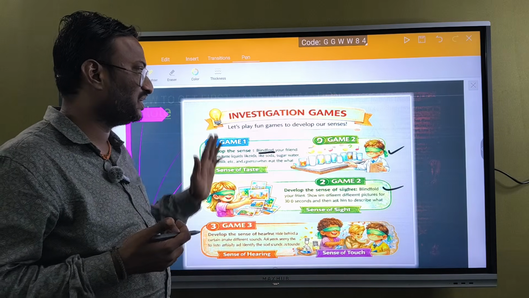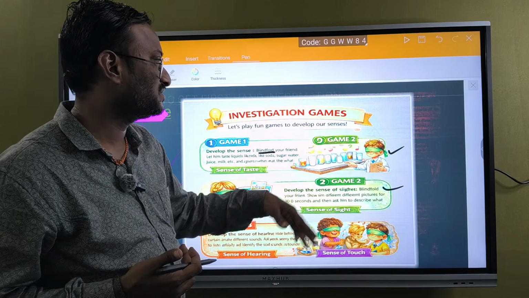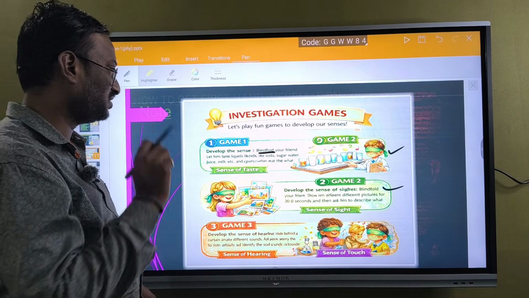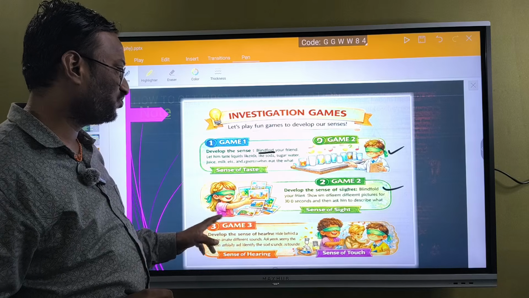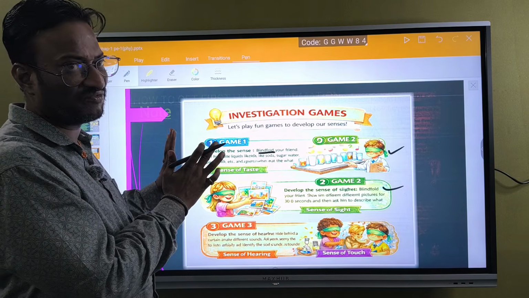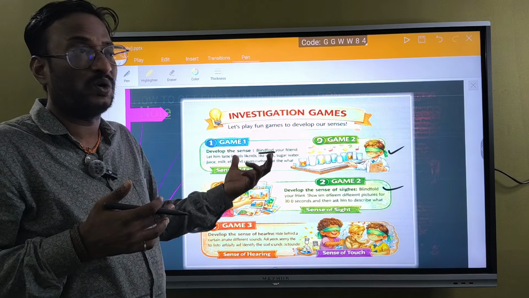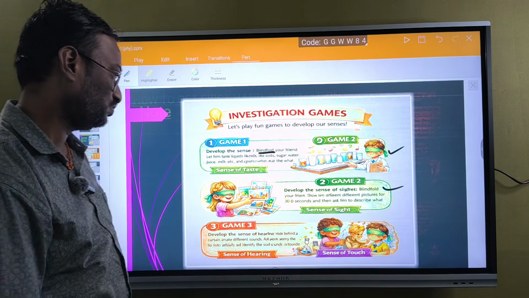For example, in this picture there are a few glasses. There is a boy who is tying cloth. There is a girl having some photos. Likewise he has to see the picture for about 30 seconds. After that he has to close the eyes and say everything he has observed. That is game number 2.